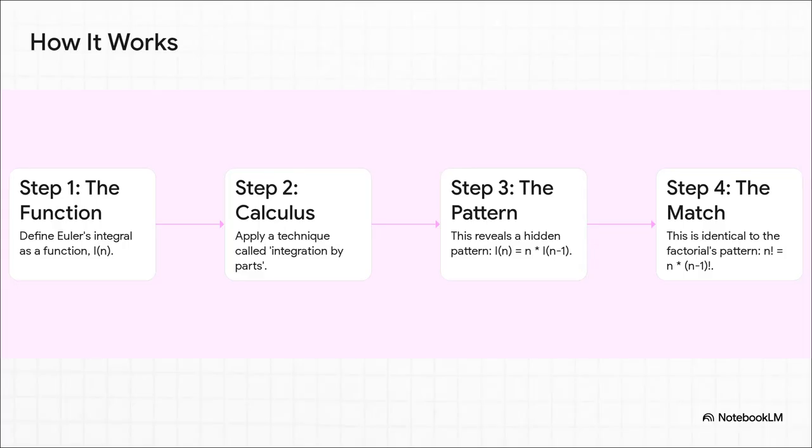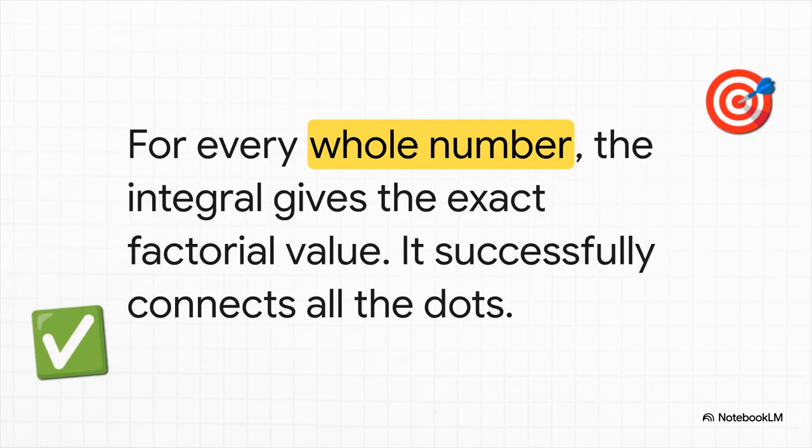Okay, so here's the key. You don't have to do the math yourself, but when you apply a standard calculus technique to Euler's integral, it's called integration by parts, something kind of magical happens. It spits out this hidden recursive pattern. What it shows is that the value of the integral for any number n is just n times the value of the integral for n minus 1. Now, does that sound familiar? It should, because that is the exact same pattern as the factorial. n factorial is just n times (n minus 1) factorial. It's a perfect match.